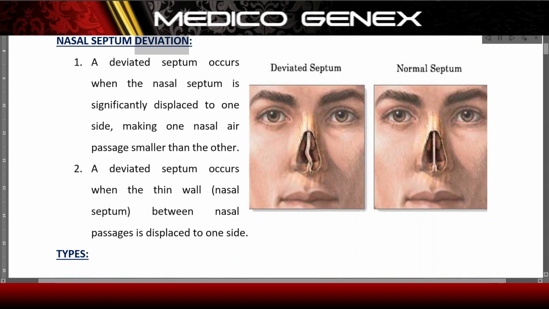Nasal septum deviation. A deviated septum occurs when the nasal septum is significantly displaced to one side, making one nasal air passage smaller than the other. A deviated septum occurs when the thin wall, nasal septum, between nasal passages is displaced to one side. Types.